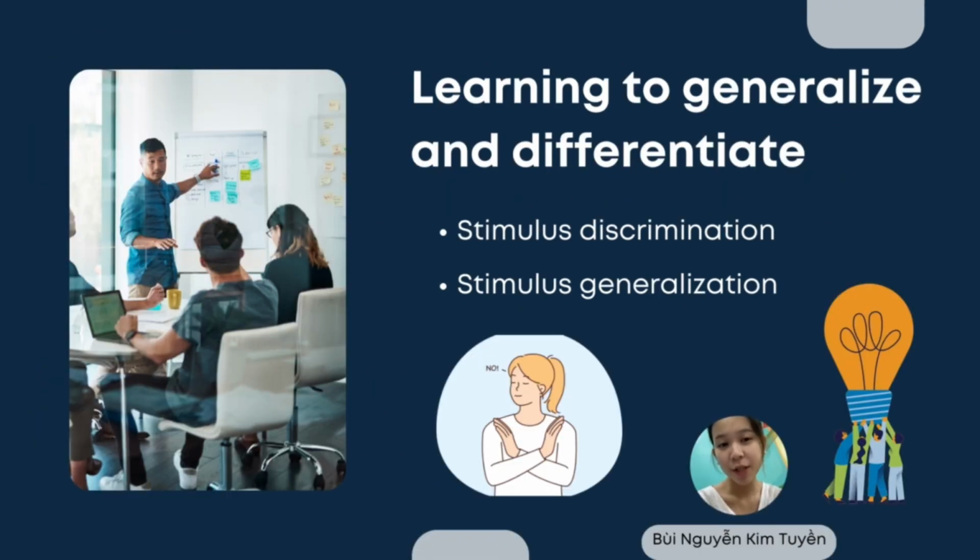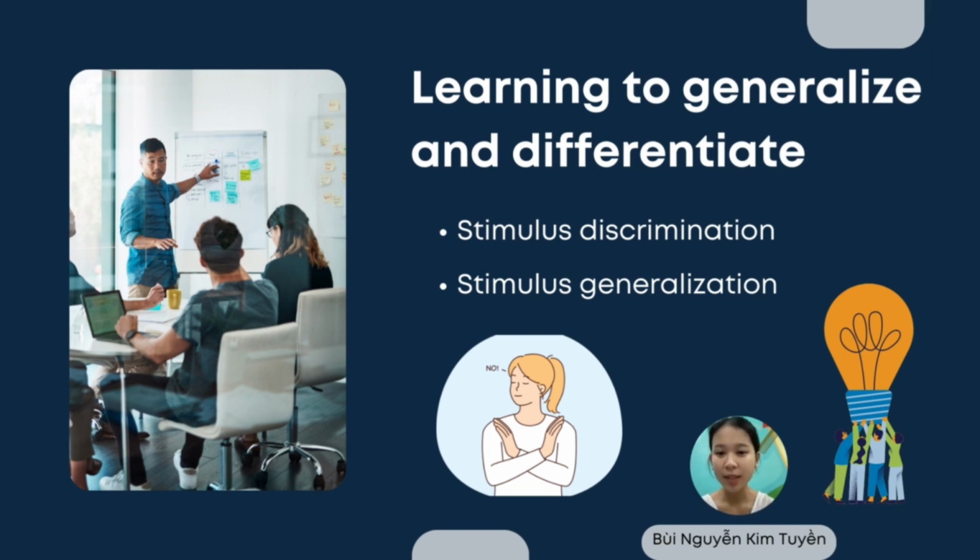With learning to generalize and differentiate, we have two types. The first one is stimulus discrimination, and the second one is stimulus generalization. Stimulus discrimination refers to the process of learning to respond differently to similar but distinct stimuli.